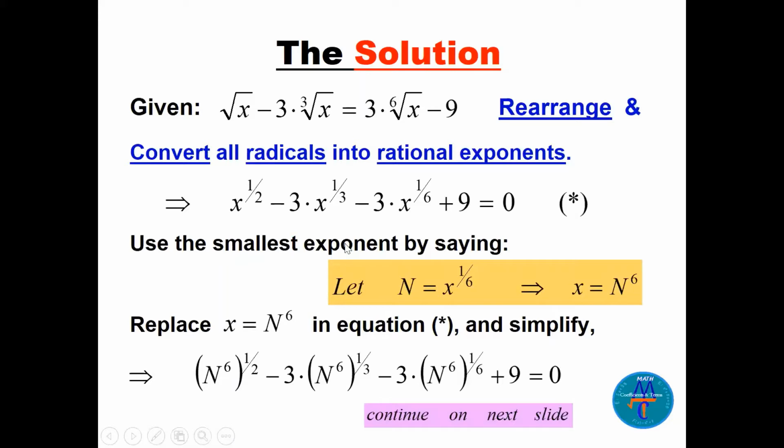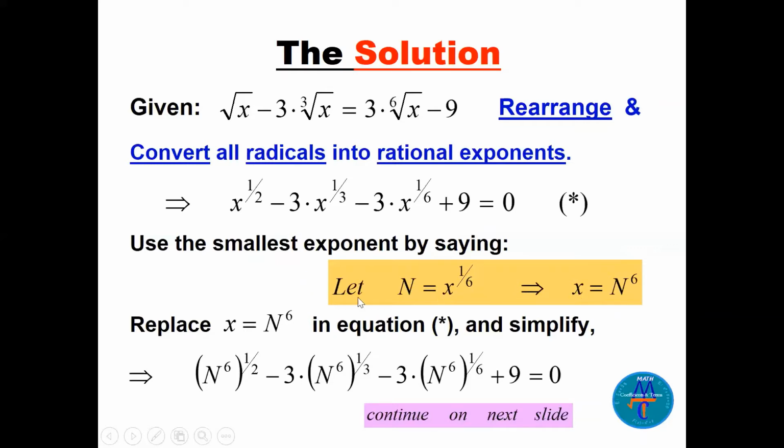Now use the smallest exponent by saying let n be x to the power 1/6. That's the smallest exponent. Now raise both sides to the power 6. This becomes n to the power 6 and this becomes x. So now every x is n to the power 6. That's the whole idea. We take the smallest power and let n equal x to the power 1/6. Now x will be n to the power 6.